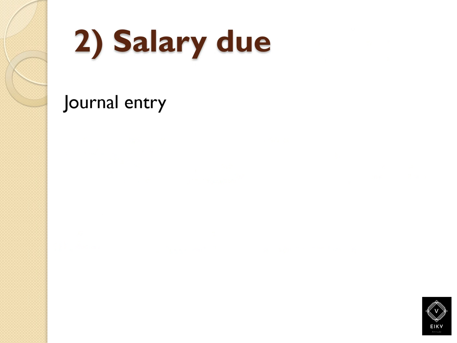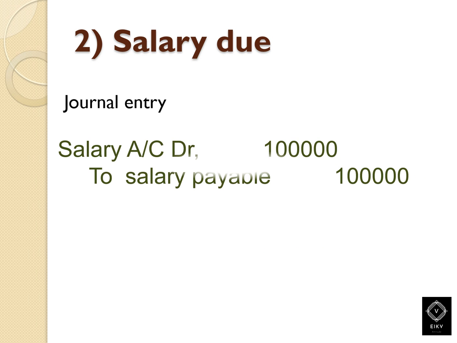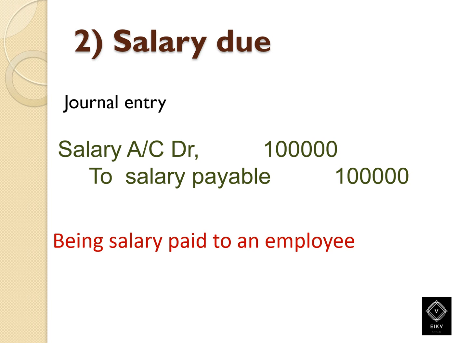Now we will go for the salary due entry. The salary due entry will be salary account debit to salary payable, 1 lakh each. Salary is an expense account and salary payable is a current liability account. And we know that all liability accounts have a credit balance, right? By crediting the salary payable account, the liabilities increase, right? Yes. So next, the narration being salary paid to employees.